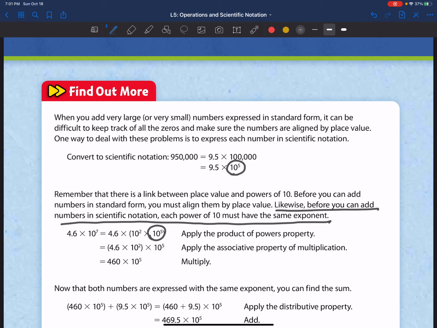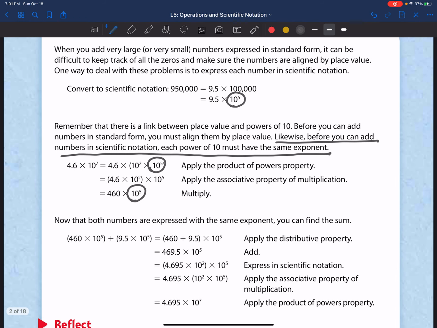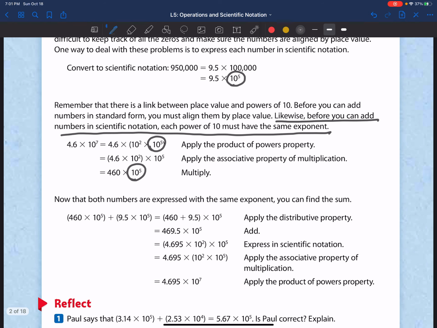So then they regrouped, and they had 4.6, which is their original coefficient, times 10 to the second, and that was 460 times 10 to the fifth. So now we have our common term. Now that both numbers are expressed with the same exponent, you can find the sum. So we have 460 times 10 to the fifth plus 9.5 times 10 to the fifth.